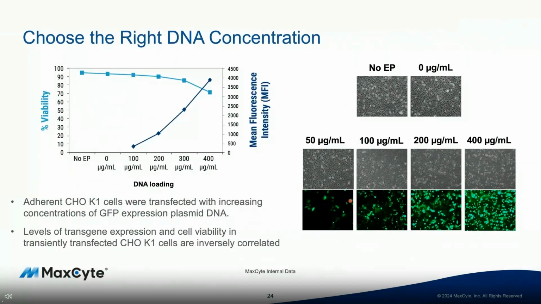So this slide shows an example of how to optimize the DNA concentration during electroporation. This is in CHO-K1 cells. What you can see over here is from a low amount of DNA, from 50 micrograms per ml all the way to 400 micrograms per ml, you do increase the efficiency as you increase the amount of DNA. That also results in higher mean fluorescence intensity. But as you go higher in the DNA concentration, there is a drop in cell viability. And while these CHO-K1 cells can tolerate the higher amount of DNA, some other cell types might not be able to.